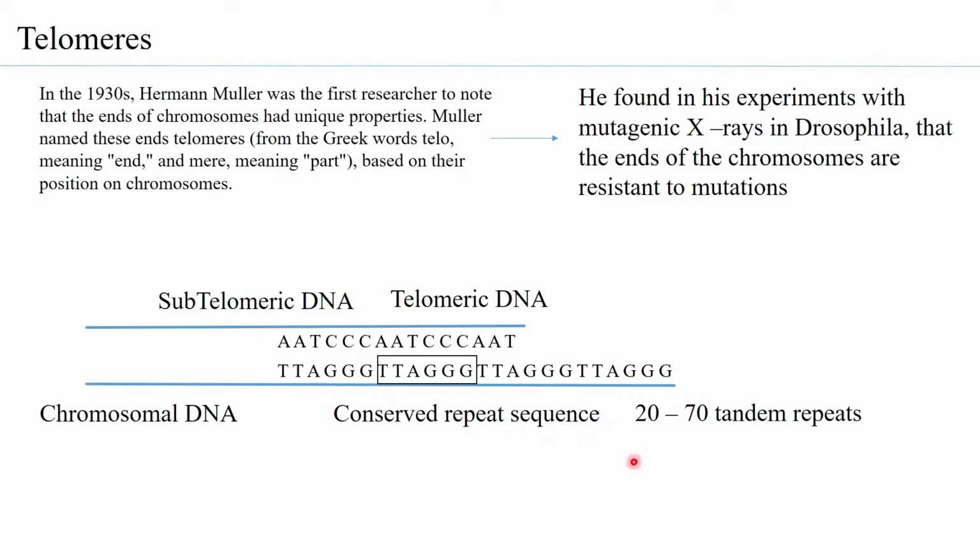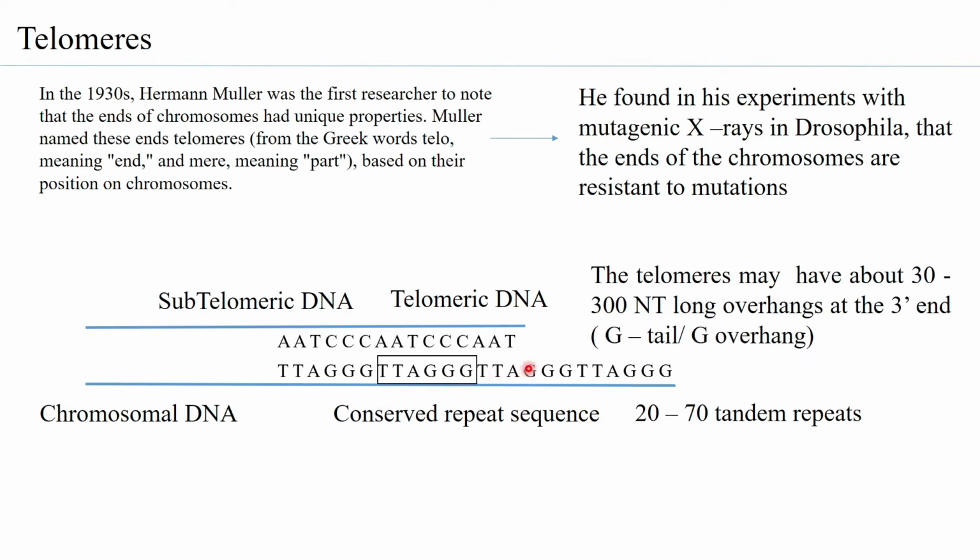Therefore, they are called tandem repeats. And the telomere always has one DNA strand which is longer than the other. So therefore, you have what is called an overhang present. And this is generally the 3' end which has the overhang.